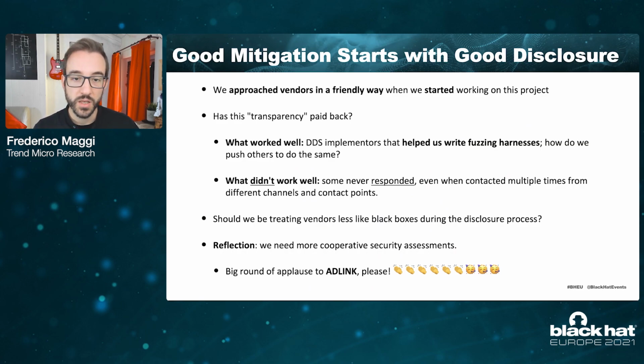So the question that I leave here for the audience is, should we be treating vendors less like black boxes during the disclosure process and make the process more cooperative, instead of just a coordination process that starts when there are some discoveries?